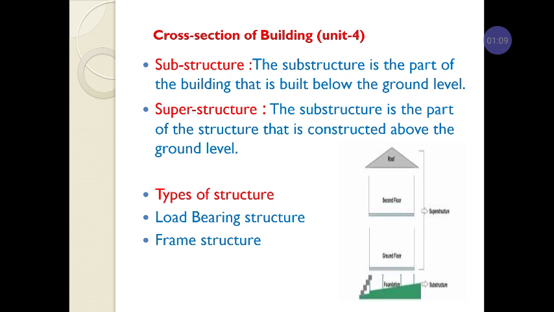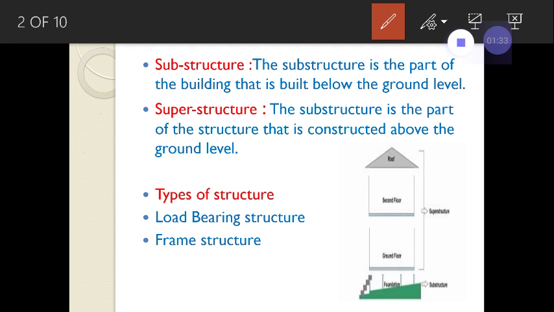You can see the below portion, whichever is below the ground. Below the ground is called the substructure. The part of the building or structure below the ground is called the substructure, and the structure which is above the ground level is called the superstructure. So these are the two structures. This is how the structure is divided into two parts, that is substructure and superstructure.